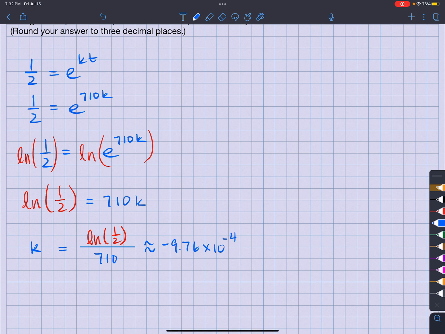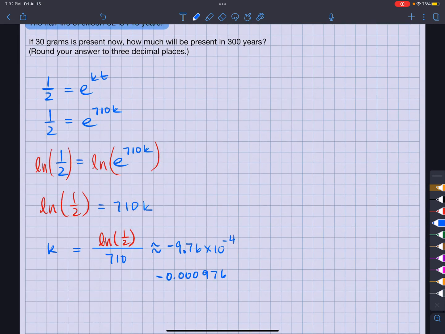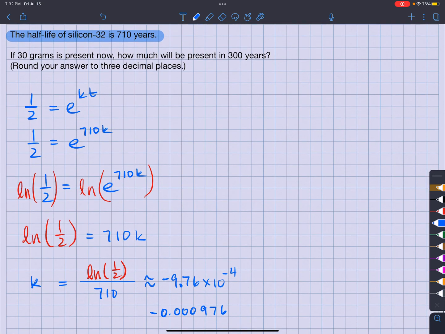Times 10 to the negative 4th just means I need to move this decimal place 4 times to the left. So it's almost like it's going to be negative 0.000976 and so on. Okay, so that's what that means. All right, so now I have a k. Now I know the rate that silicon-32 is decaying at.